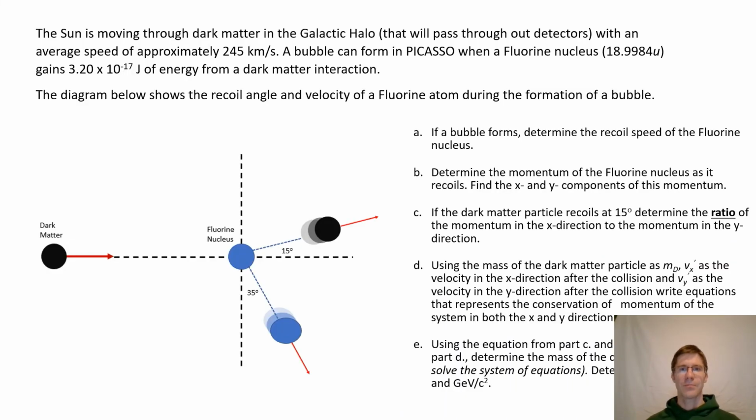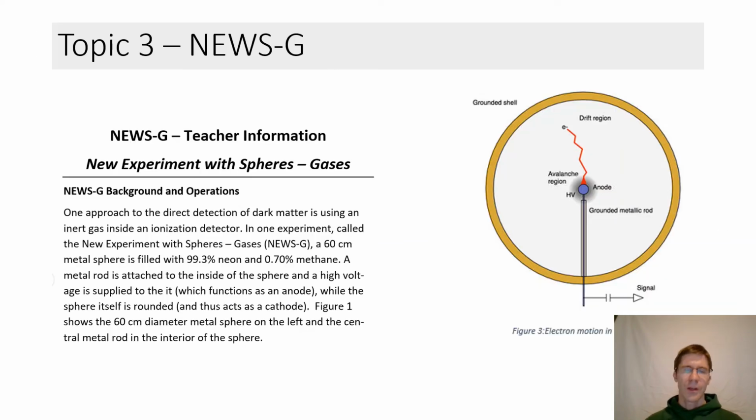And some questions that deal in some detail with 2D momentum collisions and extracting what the original dark matter momentum would be. So these questions go into quite a bit of detail in the physics 30 unit. In addition, there's also some good connections here to things like atomic mass units, mass in electron volts over c squared. And then this will bring us to our third topic on NUSG.